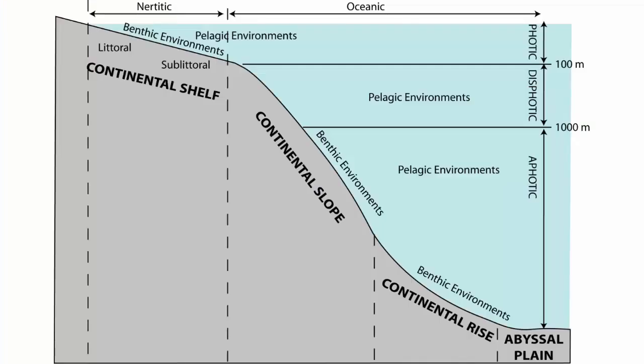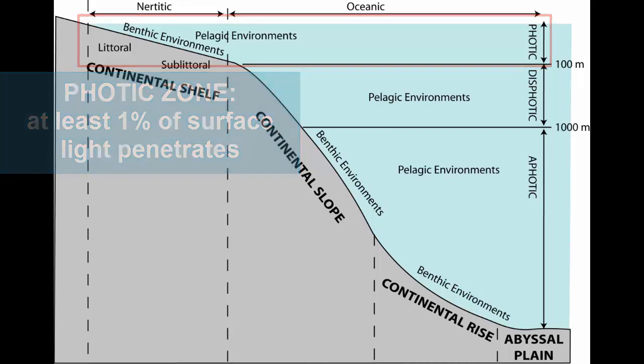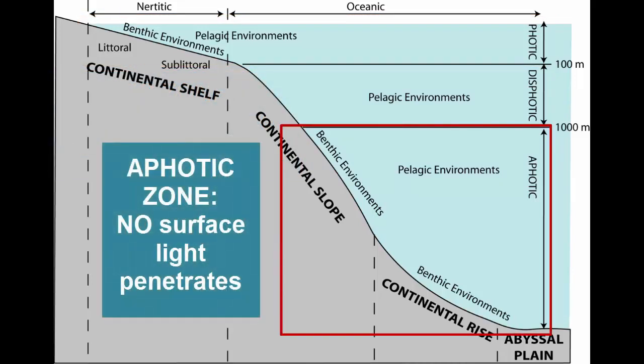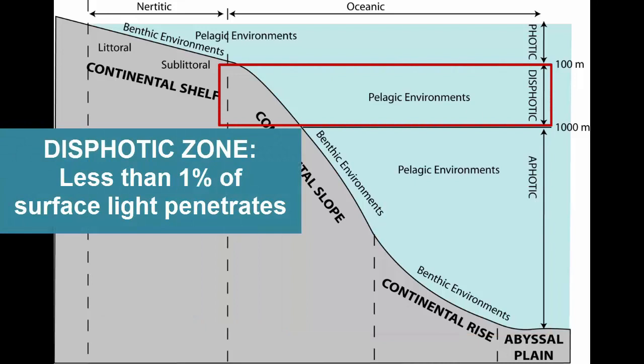This image shows a cross-section across the continental margin. The photic, or euphotic zone, is the area of the ocean's surface where at least 1% of visible light penetrates. Depths below which 0% of visible light penetrates is known as the aphotic zone. Between these two zones, 0 to 1% visible light penetration, lies the dysphotic zone.